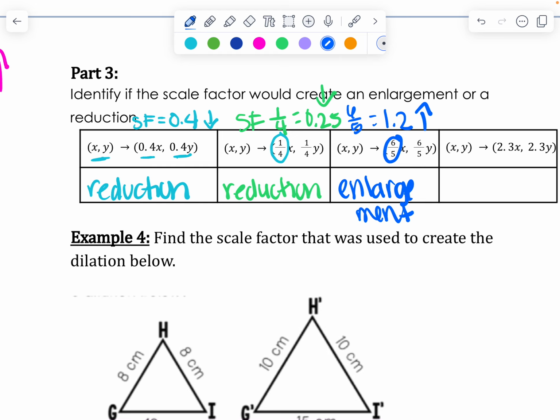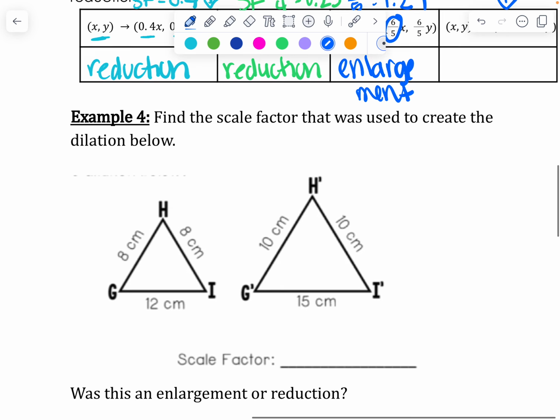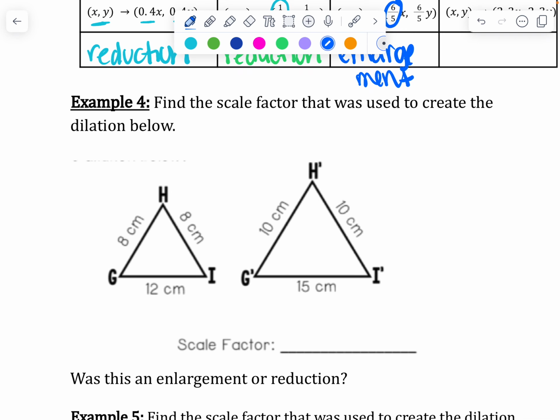Okay, so I'm going to let you tell me, what does this scale factor do? Does it become larger or smaller? Enlargement or reduction? Fill it in your Google form. And then we're going to go to example 4. Go ahead and pause it if you need to, but I'm going to go ahead and move to example 4.